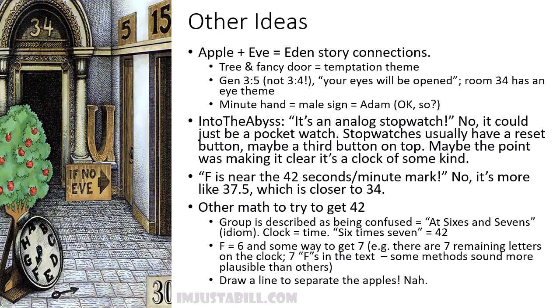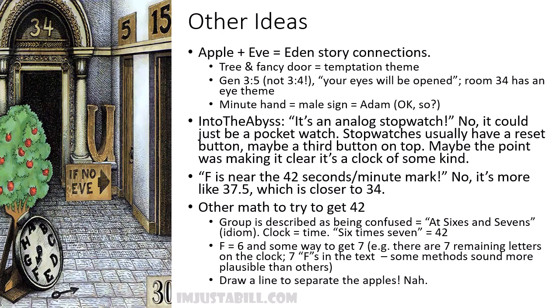I saw somebody in the comments of Into the Abyss saying, well, it's an analog stopwatch. It's not just a clock. And I would say, no, it could just be a pocket watch. Stopwatches, if you look at analog stopwatches, usually have a reset button. Maybe they have a third button on top, not just one. So maybe that little turn dial on the top is just there to make it clear that this is a clock of some kind, not just some kind of barometer or something else.